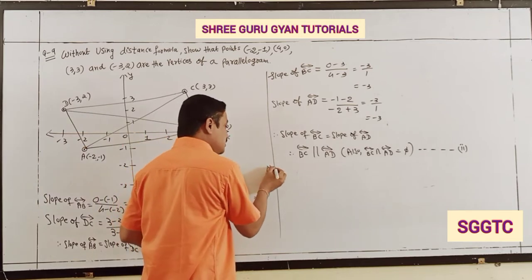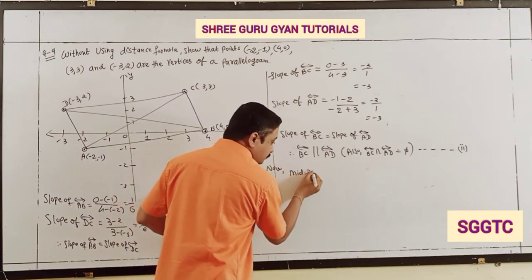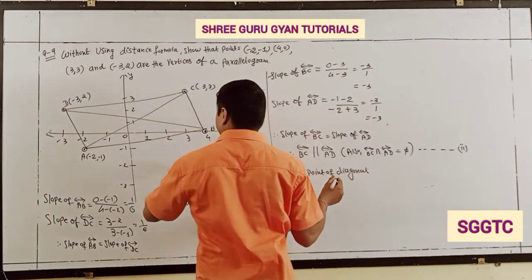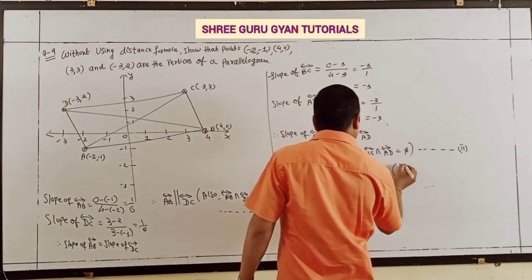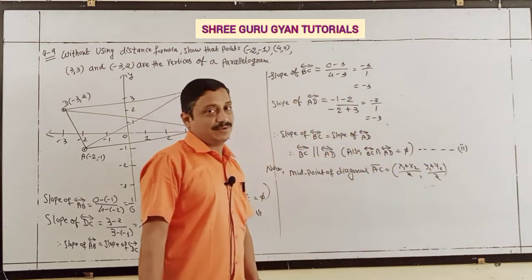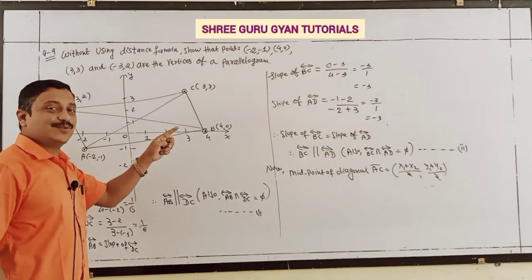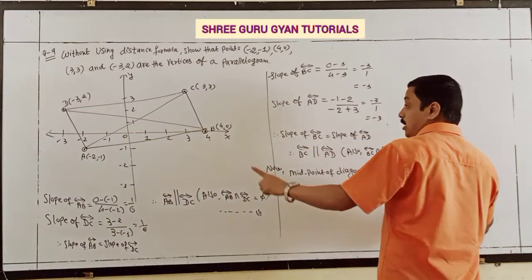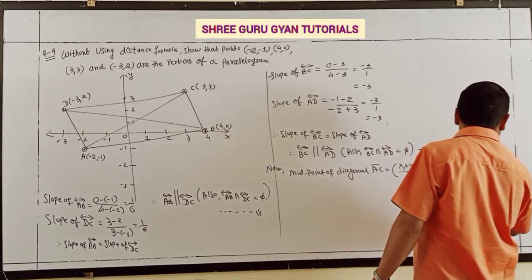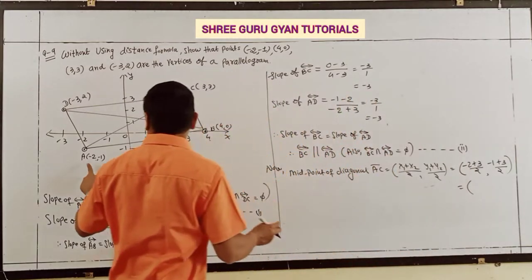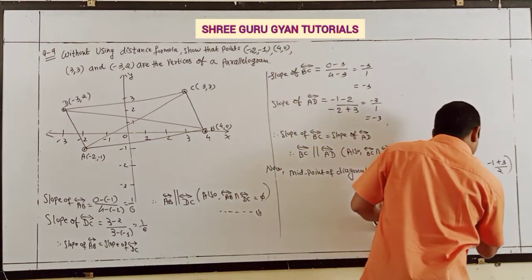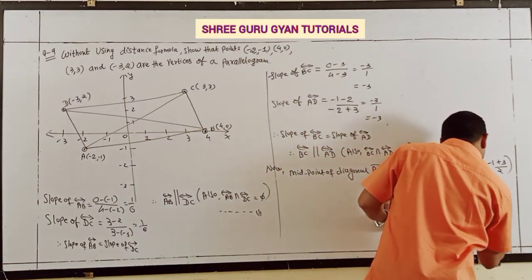So now, students, the next case is the midpoint of the diagonal. First diagonal I will take A to C. And the midpoint formula, you know: x1 plus x2 by 2, comma, y1 plus y2 by 2. Students, here A to C, you can operate in a simple way. -2 plus 3 by 2, -1 plus 3 by 2. -2 plus 3 means 1, so half, and -1 plus 3 means 2, so 2 by 2. It means half comma 1.